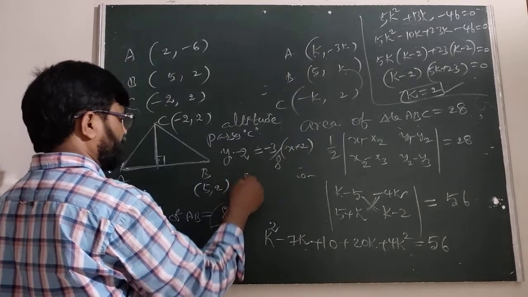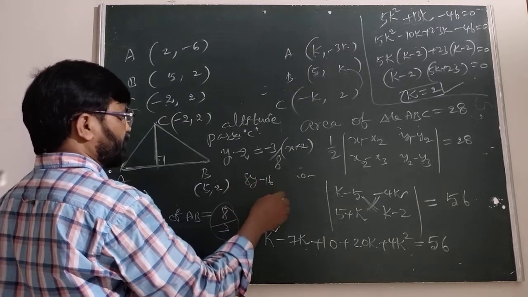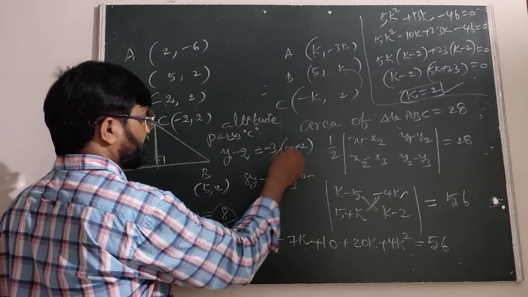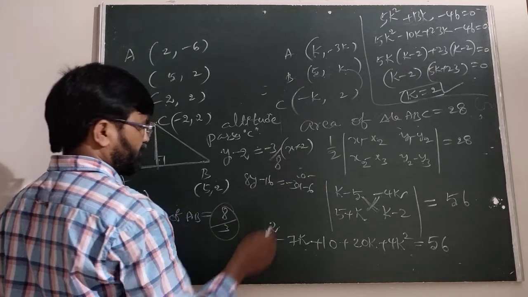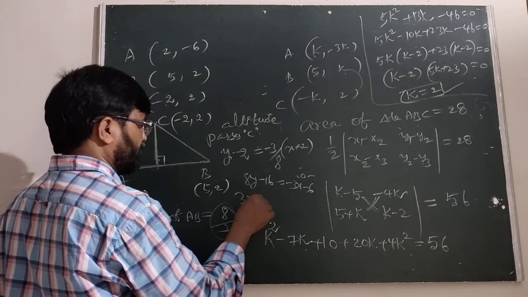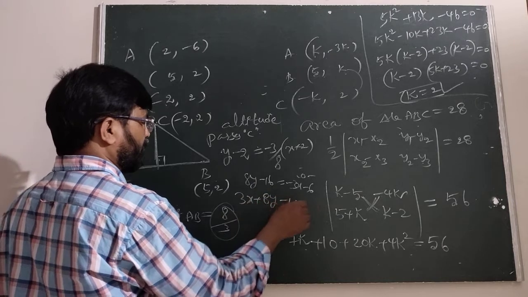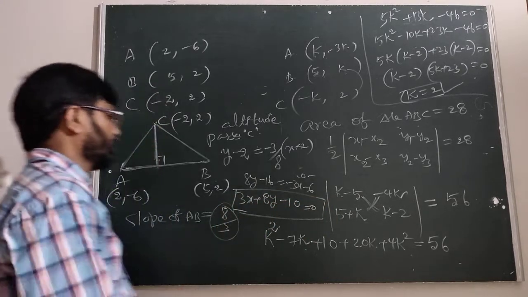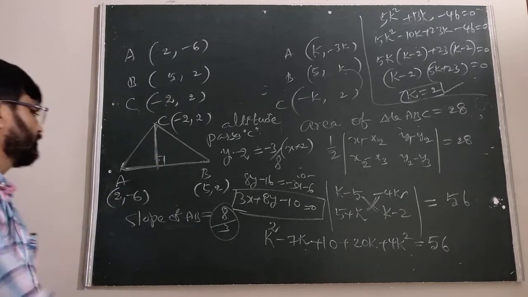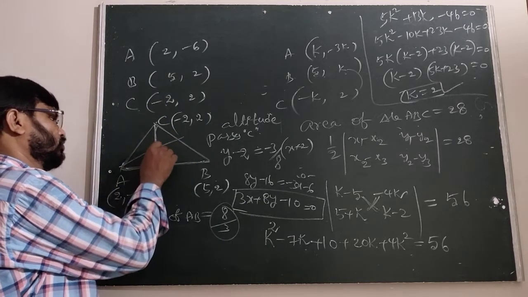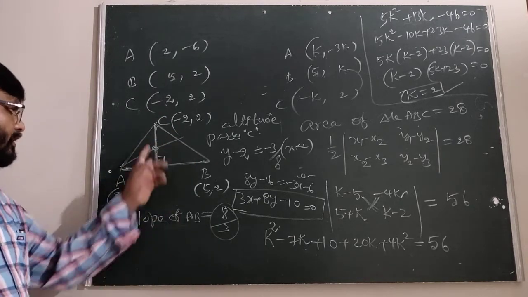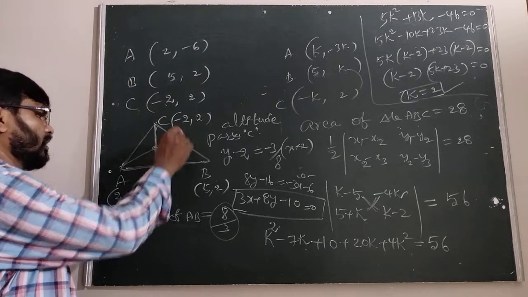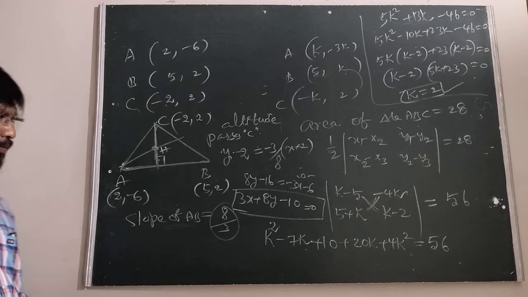We write this as 8y minus 16 equals minus 3x minus 6. Now this is 3x plus 8y minus 10 equals 0. This is the altitude through C. Another altitude you have to find through A. Then the point of intersection is the orthocenter, or by option verification.